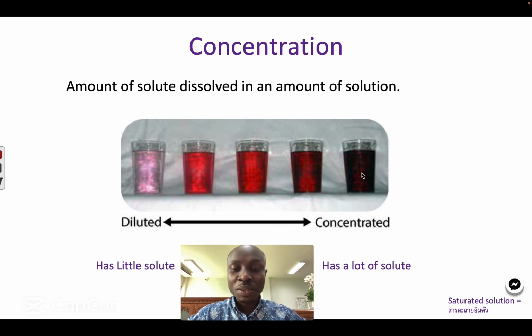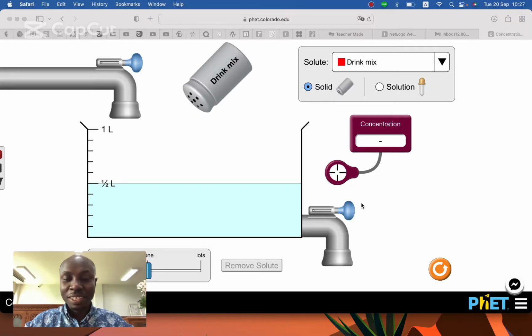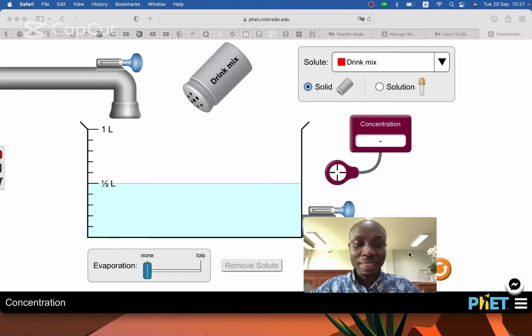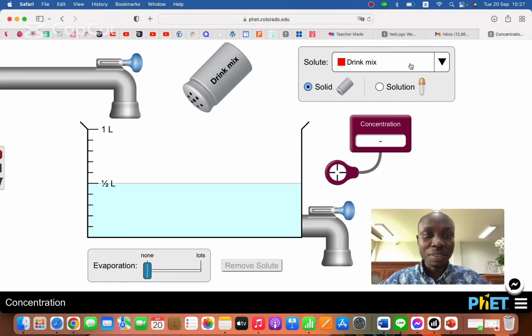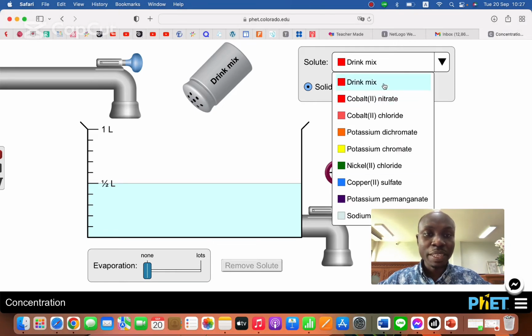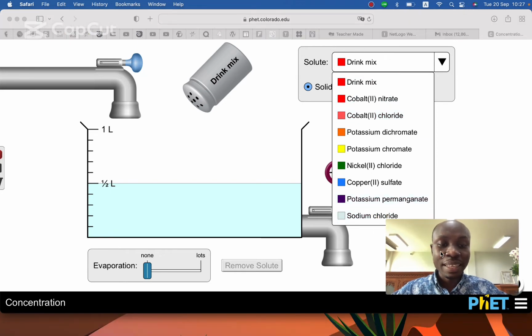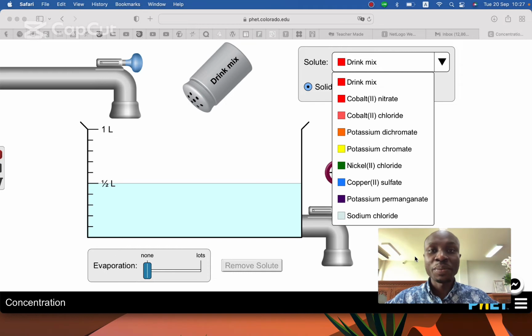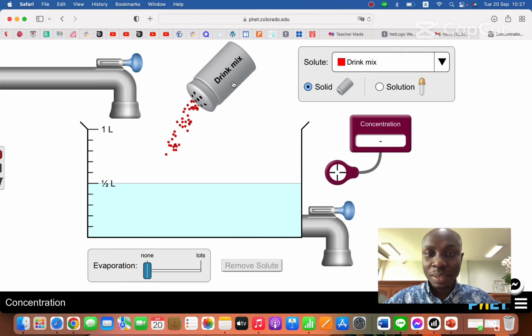Now let's go to this website. Okay, so we are on the website, and on the website we can see some solutes. We have many of them. We have drink mix, cobalt(II) nitrate, potassium permanganate, and even sodium chloride, the normal salt. And these are our solutes, and our solvent is water. So I'm going to add some solute, the drink mix, and you can see we've made a solution.